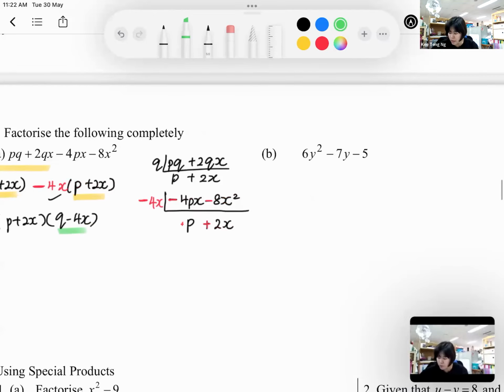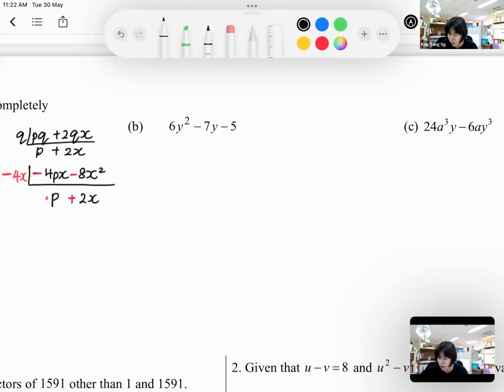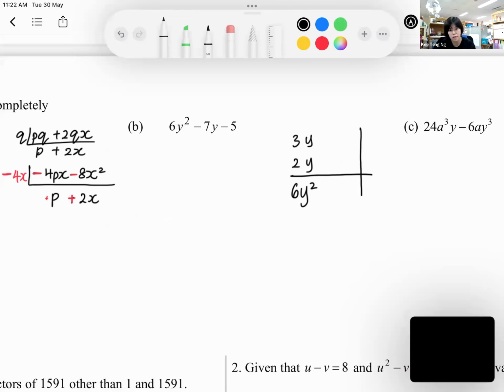Okay. Next one, factorization by trial and error. So I want this to factorize. I need to get 6y squared. Anyone can give me a clue? What times what gives you 6y squared? I need a y. 3 and 2. Okay, 3 and 2. Thank you.